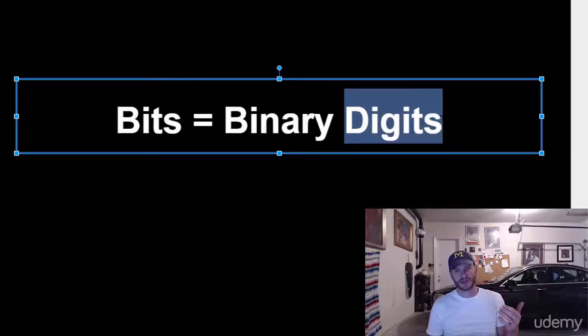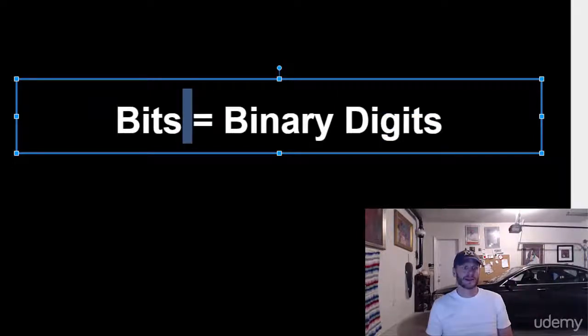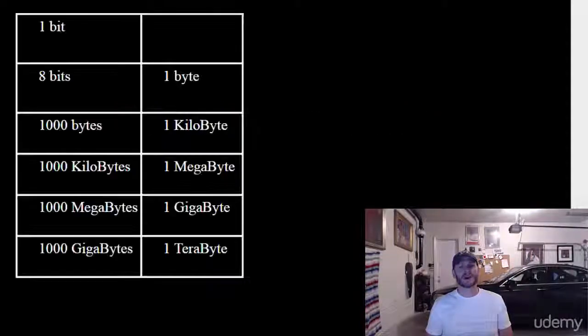They're digits because they're zeros or ones, and so we call those bits. Awesome stuff. And binary digits, that's where we get it, right? And we can measure bits. So how do we measure bits? One bit is one bit. That's it. It's just a single 0 or 1.